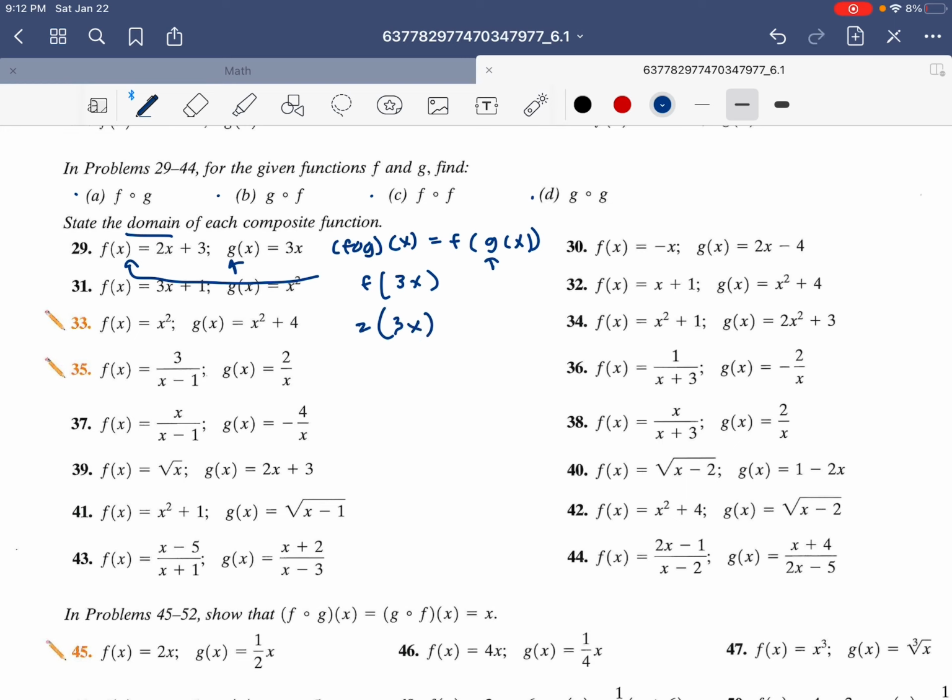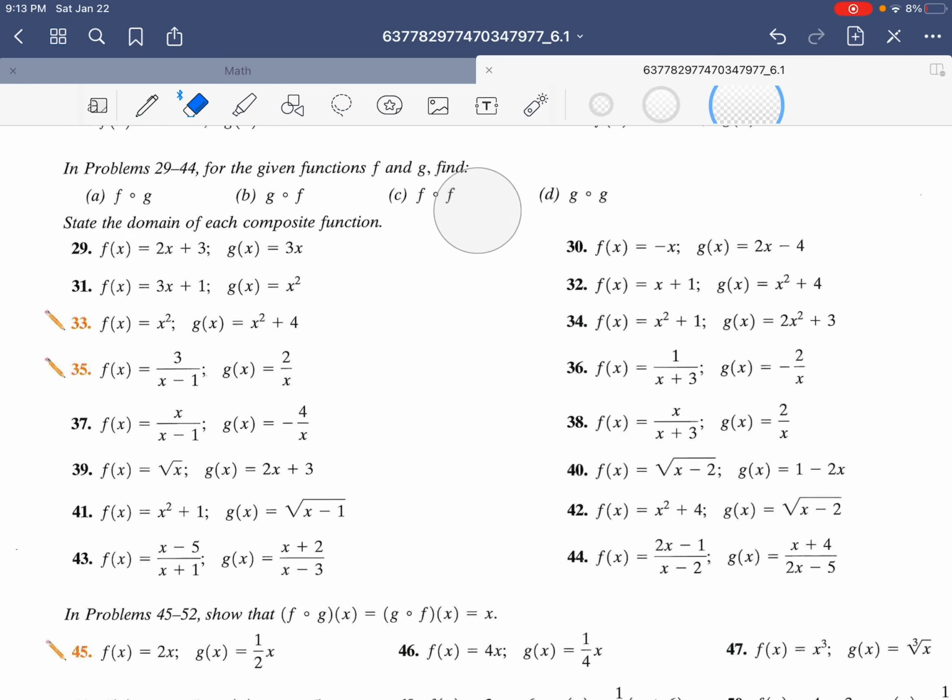This is your new x. So see how this is that? And your answer comes out to be 6x plus 3. So your solution is all real numbers. And when you do it for g of f, f of f, and g of g, it all comes out to be all real numbers.